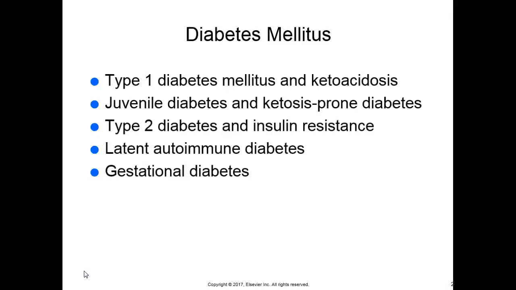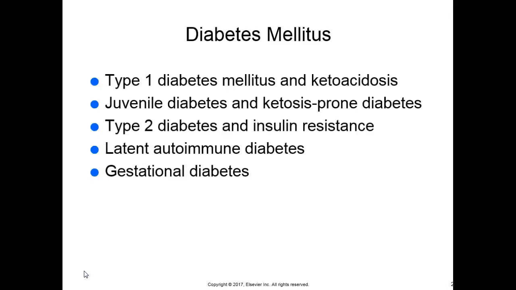Then we have what's called latent autoimmune diabetes, which is a form of type 1 diabetes. It's also called slow onset type 1 diabetes, and it's believed that there are islet cell antibodies in the blood that eventually destroy the beta cells in the pancreas, and insulin production eventually will be impaired if not non-existent.